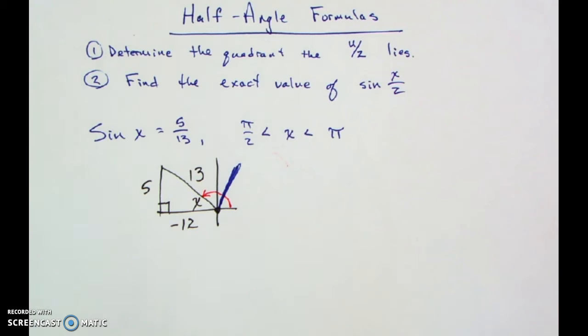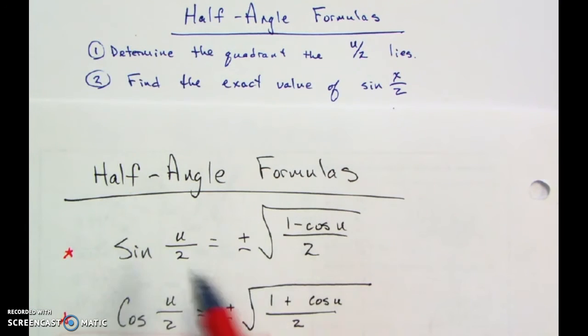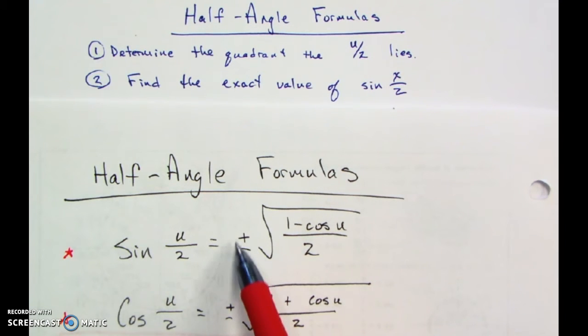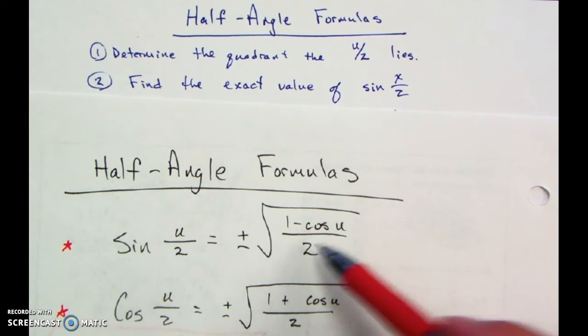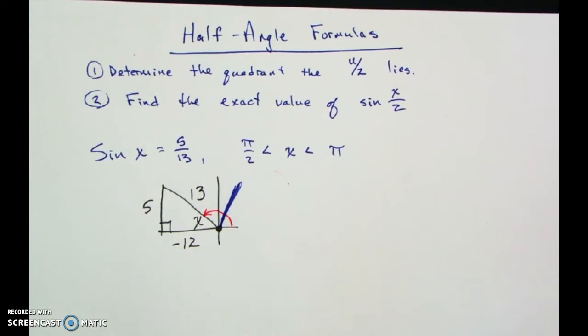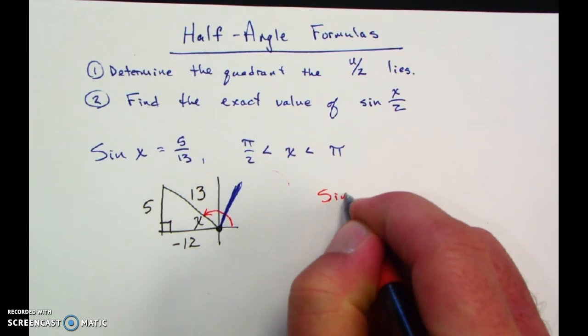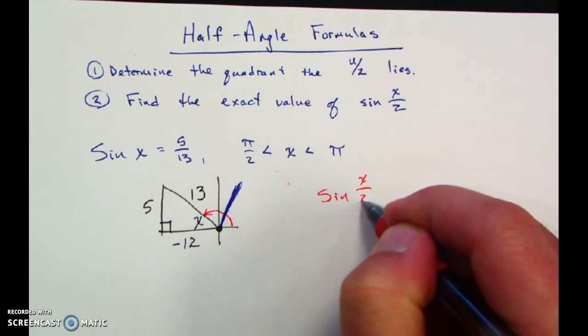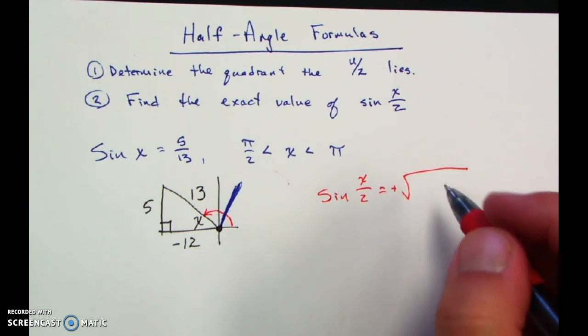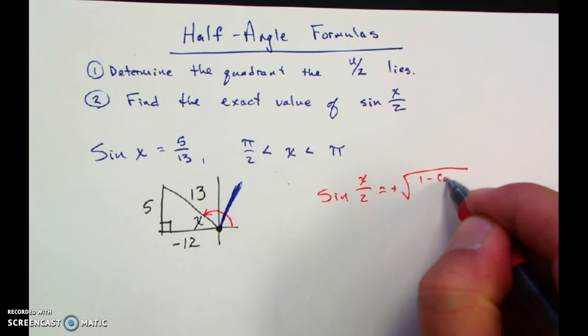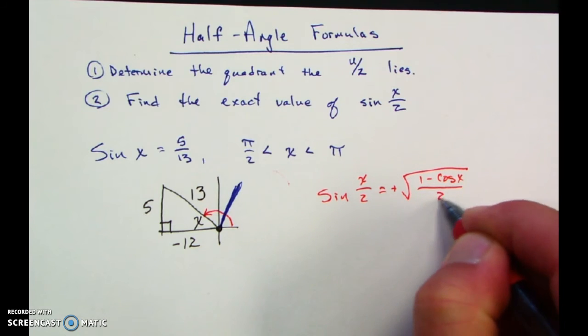Now for this one, we're going to find sine. So looking at my formula, we just determined that it's positive because we're falling into quadrant 1. So then for our half angle, we're going to take the square root of 1 minus the cosine of the angle, divided by 2. So our half angle is going to be equal to the square root of 1 minus the cosine of the angle all over 2.